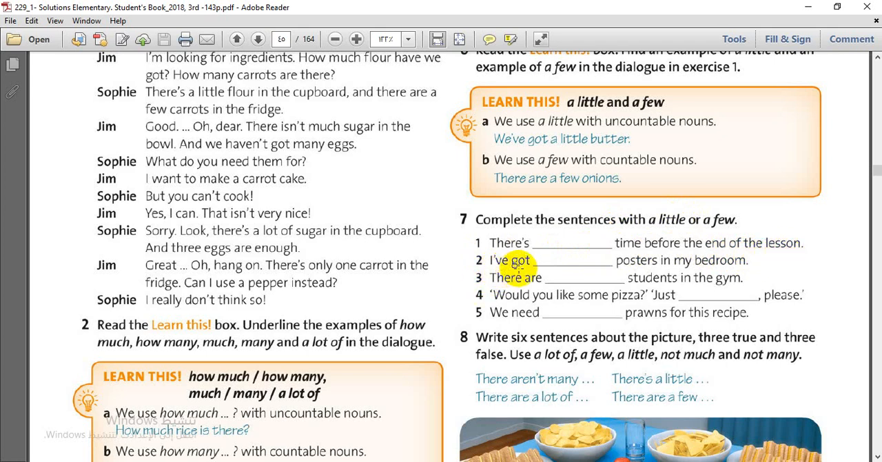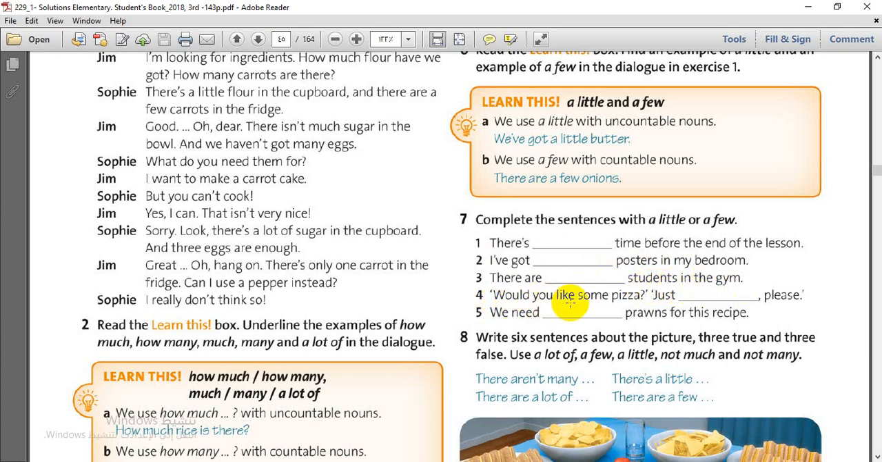Number 2, I've got, we have posters. Poster is countable. So we use I've got a few posters in my bedroom. Number 3, we have students. Students is countable. There are a few students in the gym.